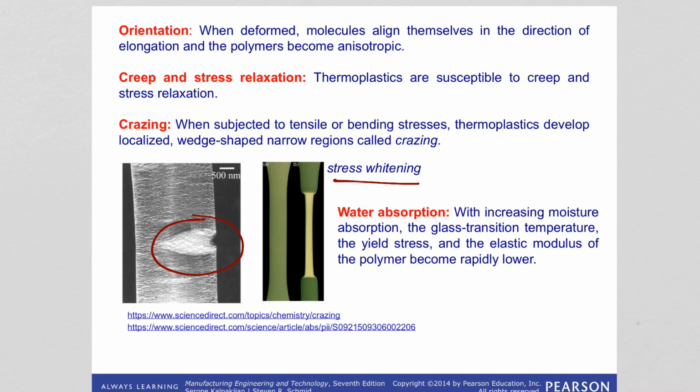Also water absorption, right? So polymers, we see it's a very porous structure, right? There are lots of pores in between the chains, and those are susceptible to absorbing moisture from the environment basically, and this affects everything, right? Because then the glass transition temperature changes, yield stress changes, elastic modulus, they all lower. That's why polymers are susceptible to water absorption, and that's why they are not good materials for using outside in atmospheric conditions.